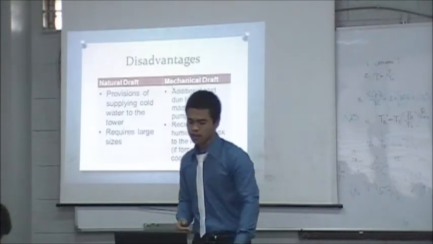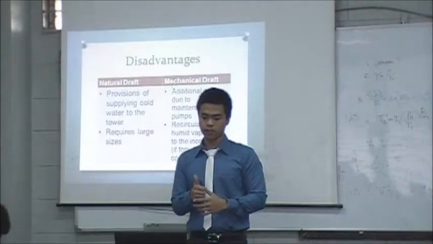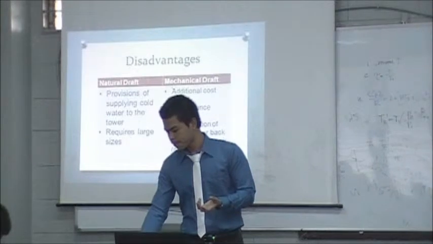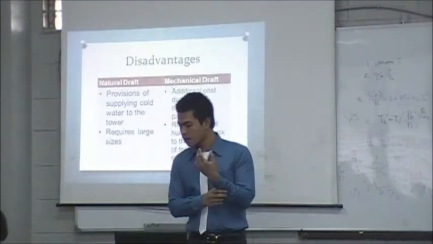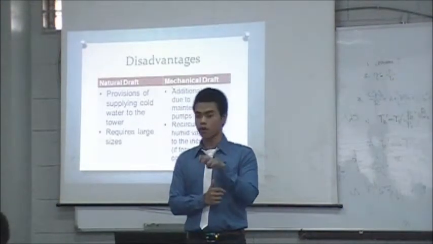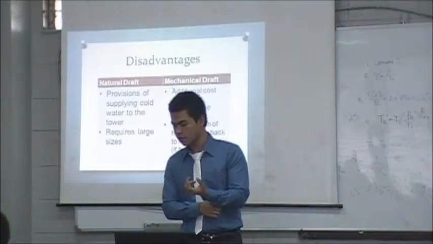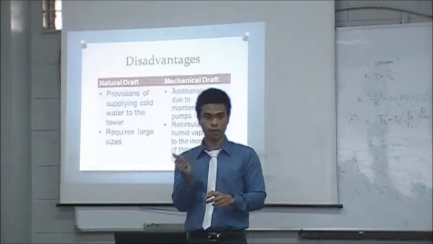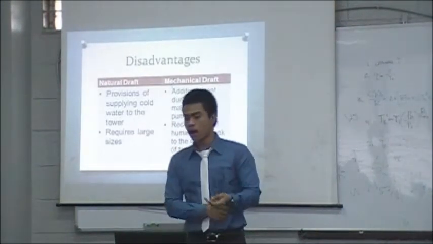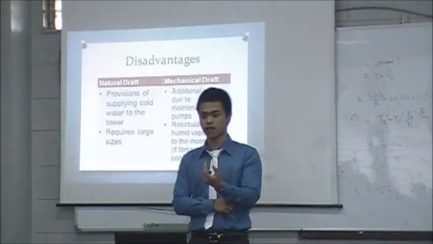So, the disadvantages are, for natural draft, there is a provision to supply cold water to the tower. A supplementation of cold water to the tower is needed in order to lower the cold water temperature. Also, it requires a large tower size to attain the same cooling quantity as compared to mechanical draft. For the mechanical draft cooling tower, the disadvantages are, number 1, it has additional costs.